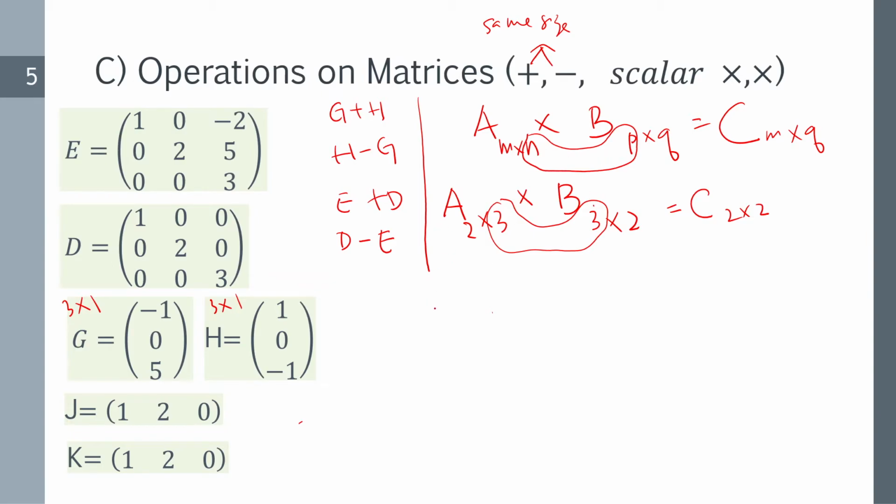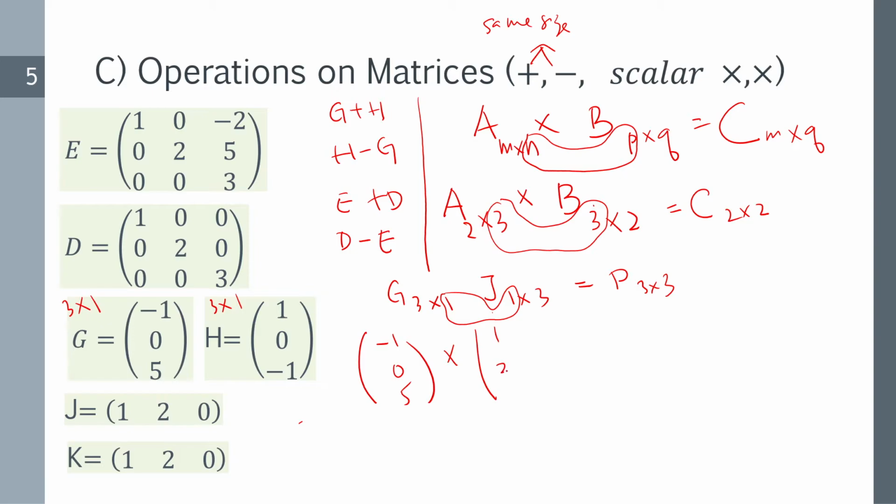Okay, now let's say I take over here G times J. What is my G? My G is actually 3 times 1, and my J is 1 times 3. So these are equal. My expectation is that my matrix P will be 3 times 3. So how are we going to multiply? Negative 1, 0, 5, and then multiply with 1, 2, 0.